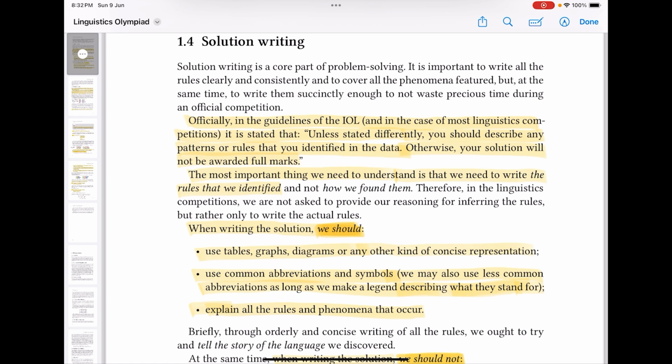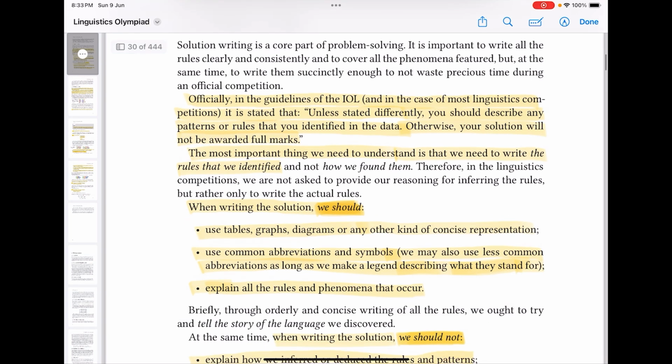In the IOL, that is our target, it is written that you must write the solution, that is the rules that you have found while answering the tasks. Even if you have answered all the tasks correctly, you won't get full marks unless your solution is on point and 100% matches. So it's quite difficult to get full marks in a linguistics problem.